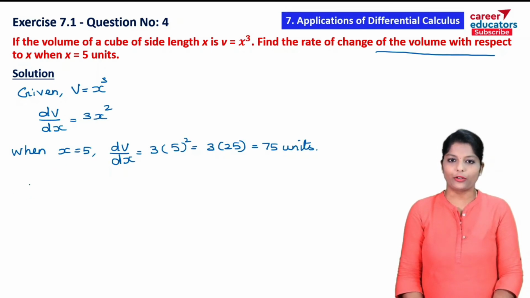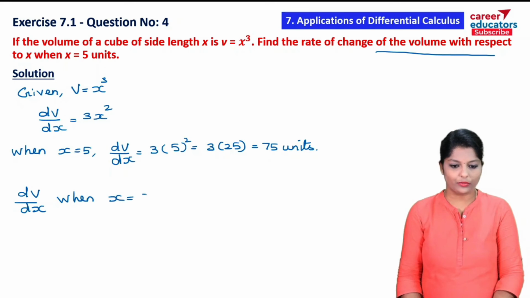Therefore, rate of change of volume with respect to x, that is dv by dx when x equal to 5 units is 75 units. That's all, we have completed this problem.